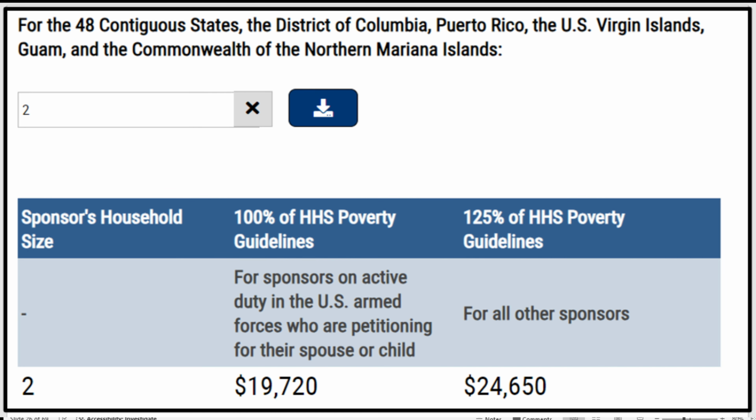You must make $24,650. It must be 125% of the HHS poverty guideline. If you make this much money, you do not need a joint sponsor. But if you make less than that, you need a joint sponsor.